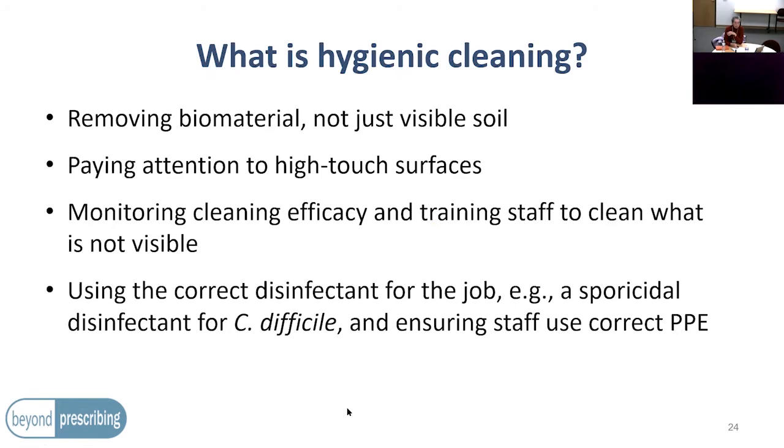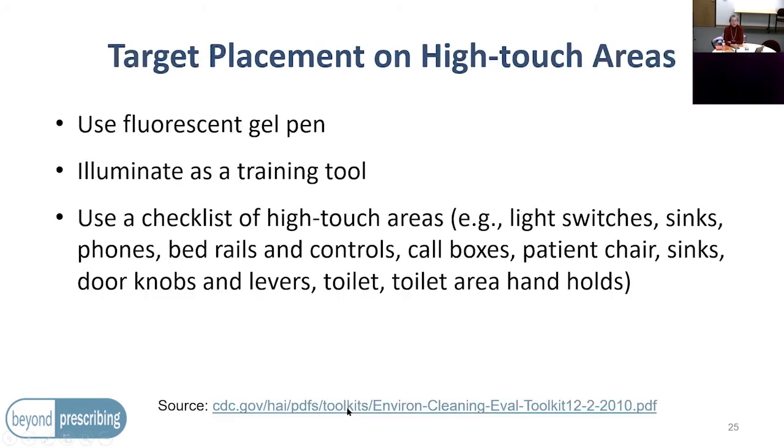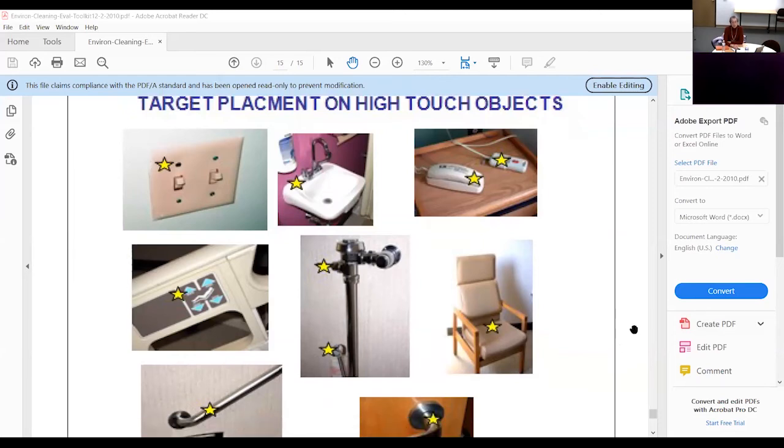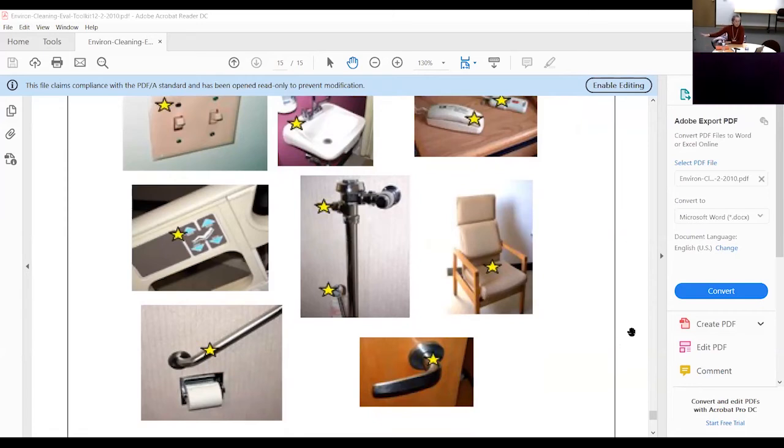So let me go here. We have an example from the CDC with some pictures of high-touch areas and how you could mark these up. Here it is. Here are some typical high-touch things that are often missed in routine cleaning. Light switch, who knew? Around the sink, very gunky. The call button, the bed controls. That thing in the middle is one of those bedpan washer type machines. The chair.